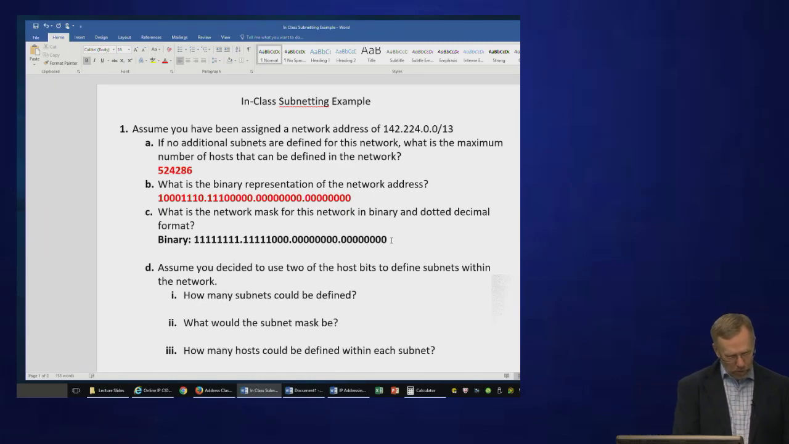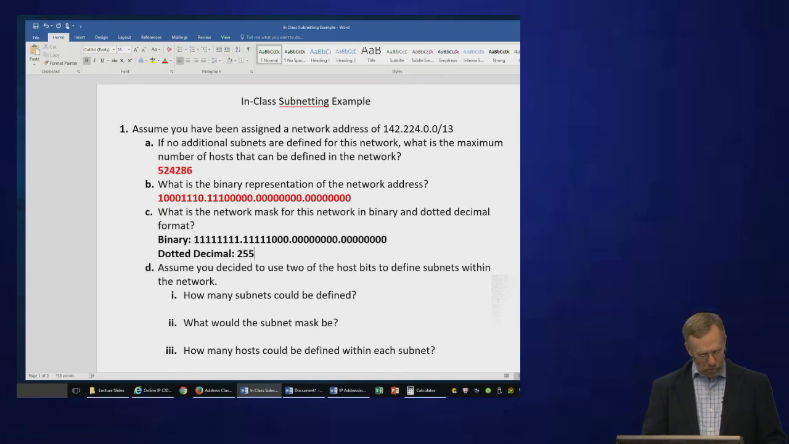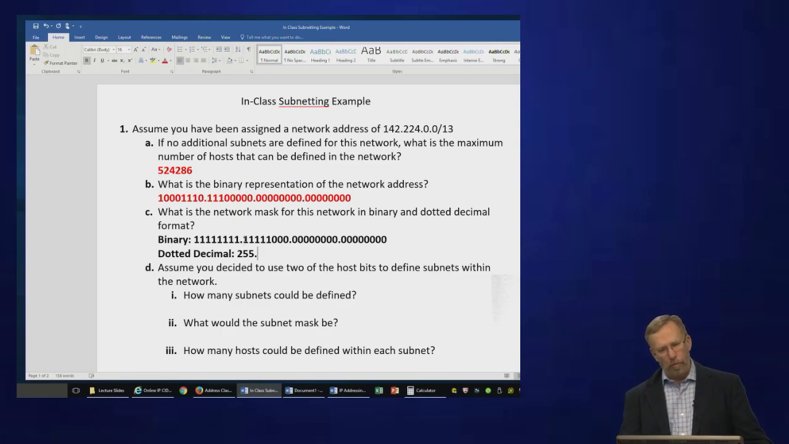And in the dotted decimal, the first section here, we can look at the binary, the first section here is going to be 255. And the next section is going to be 128 plus 64 plus 32, which was 224, plus 16, which is 240, plus 8, which is 248.